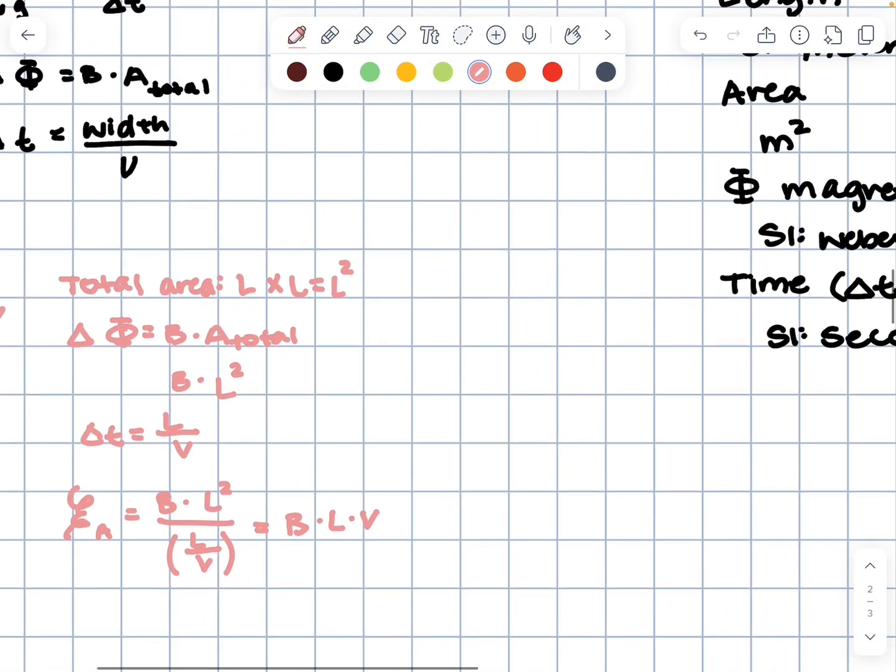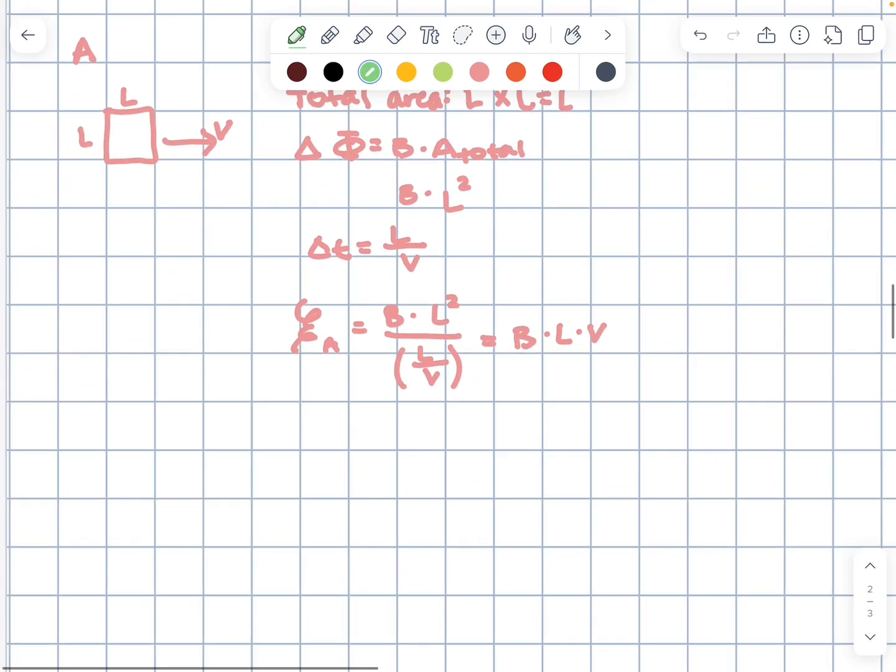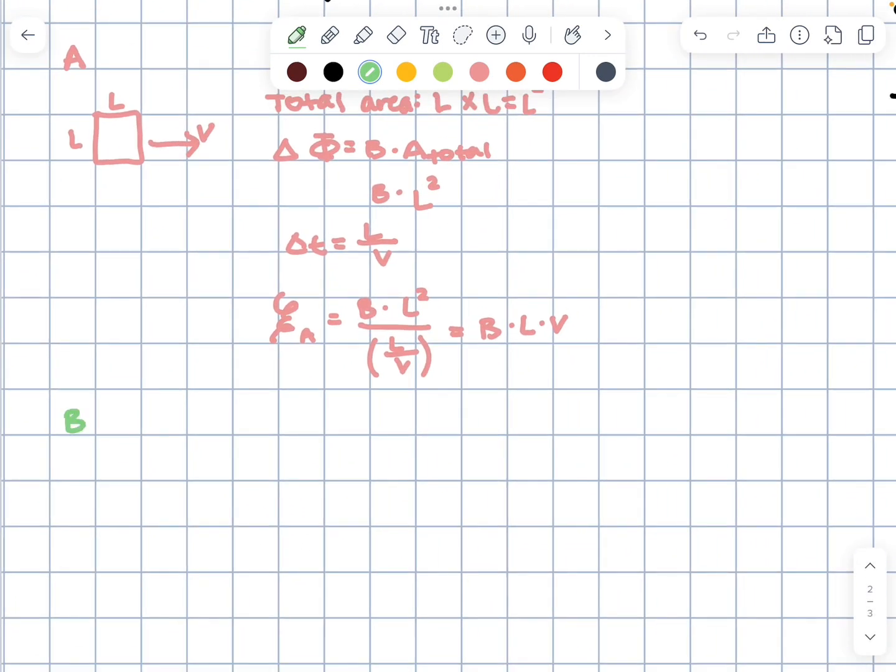Alright, so we have this. And then now we're going to model it for our second image, which is B. And I'm going to use this green color. Okay, so for B, we have a rectangle. If I remember correctly, let me go check my image.